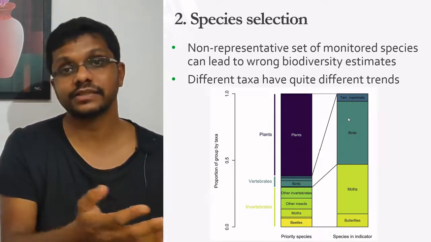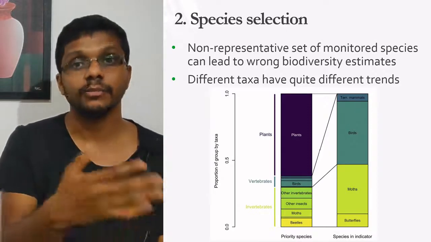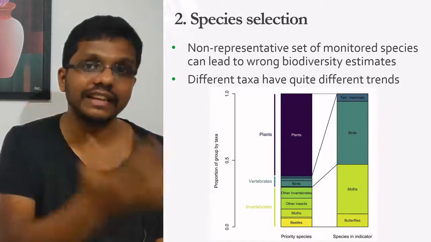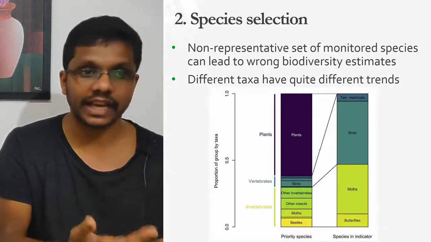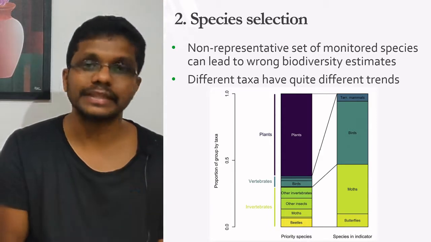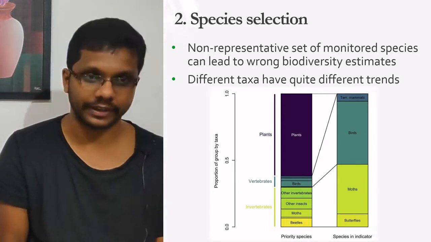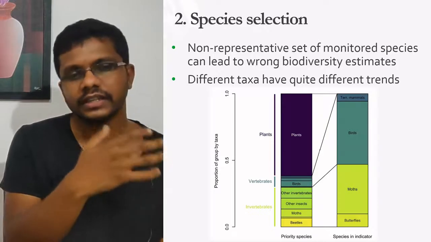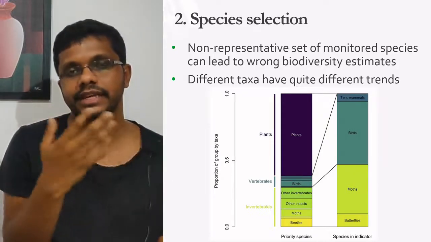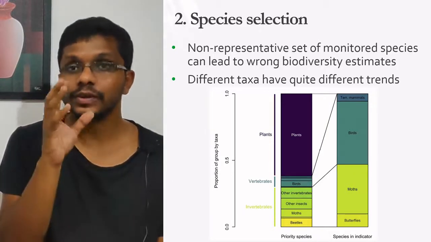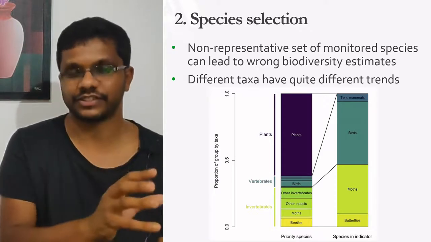So based on the indicators, we are making policy decisions and everything. But if the indicators are not the real indicators of the biodiversity change, that will be an issue. That's a limitation of biodiversity monitoring. So the indicators we are using for biodiversity measurement should really represent the population structure.